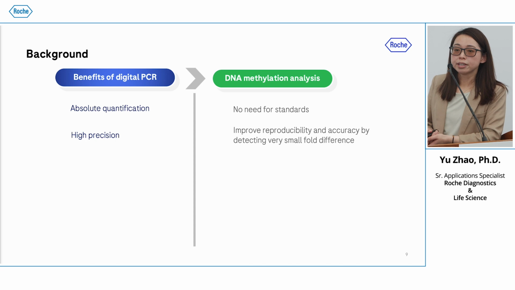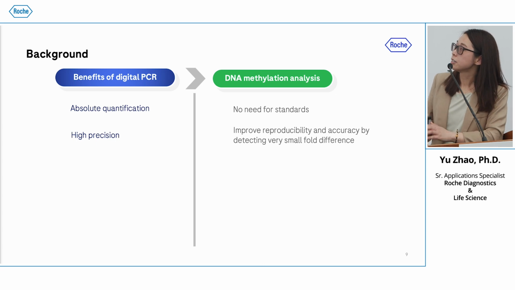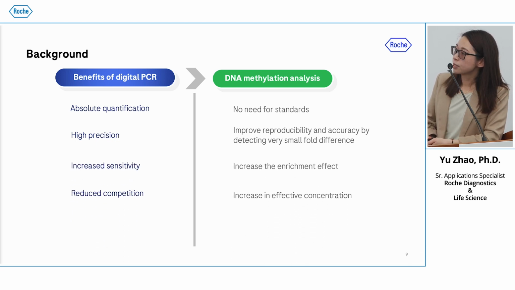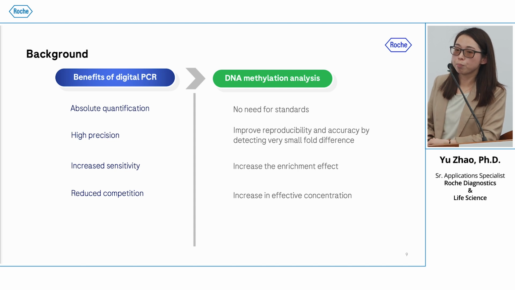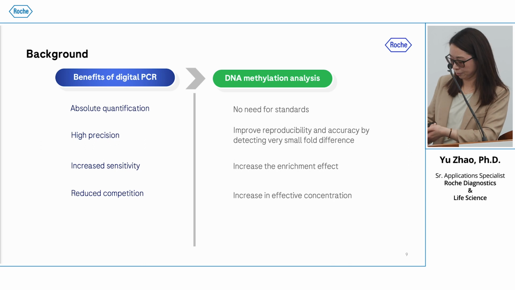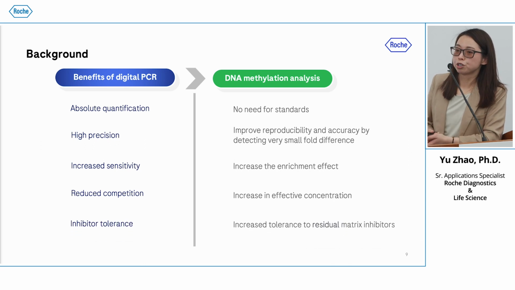Digital PCR also enhances precision by subsampling the sample into many thousands of reactions, therefore improving reproducibility and accuracy. Increased sensitivity and reduced competition are achieved by concentrating the effective samples through partitioning. Also, digital PCR has better tolerance to inhibitors due to endpoint detection and partitioning.